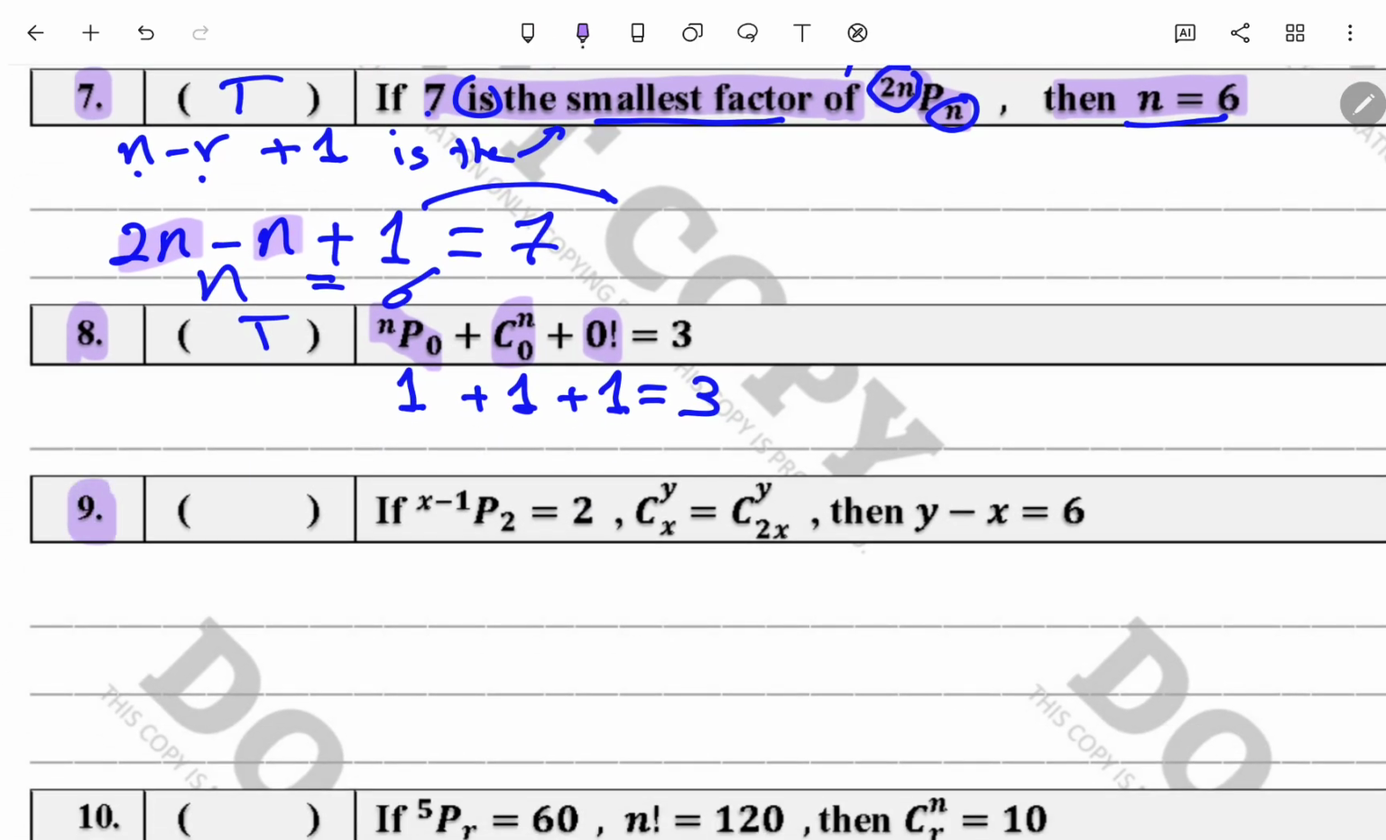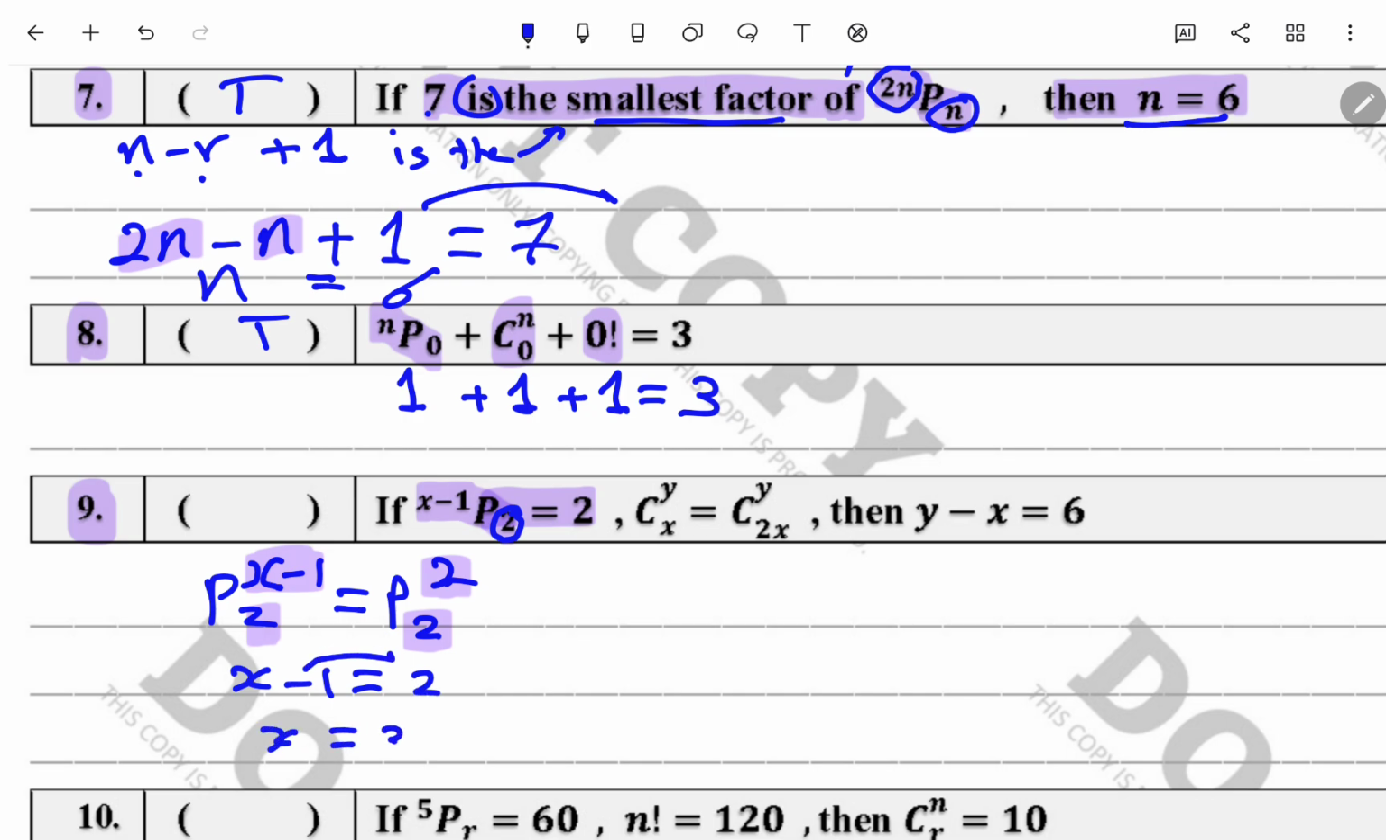In 9, we have x minus 1 permutation 2 equals 2. That means we need to think about 2 factors that will give you 2. Here, x minus 1 permutation 2 can give you 2 at 2 permutation 2. Or you can equal the r's together and the n's together. That will give you x minus 1 equals 2. By moving negative 1 to the other side, x will be 3.